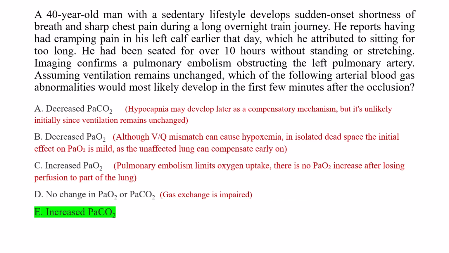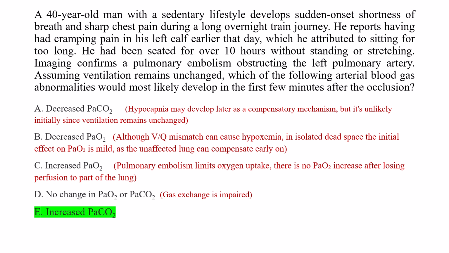Let's have a look at why the other options are incorrect. Option A is incorrect because decreased partial pressure of carbon dioxide might occur later if the patient increases minute ventilation as a compensatory response. However, this question says ventilation remains unchanged, so hypocapnia would not occur immediately.